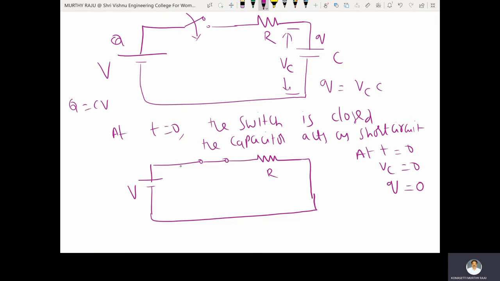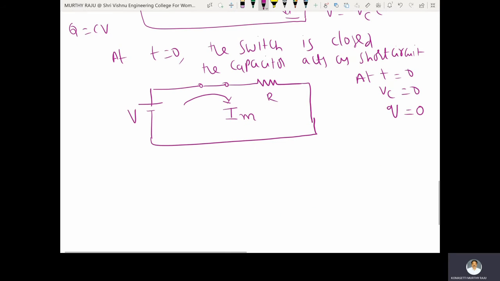Here the voltage source generates some current, which is the maximum current, Im. Therefore, this is the maximum current. Im is equal to... the voltage across this one is VR. Apply KVL: minus V plus Im into R is equal to 0. Apply KVL to the above loop.